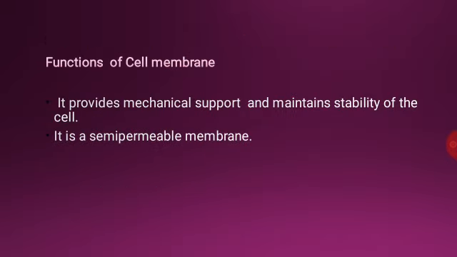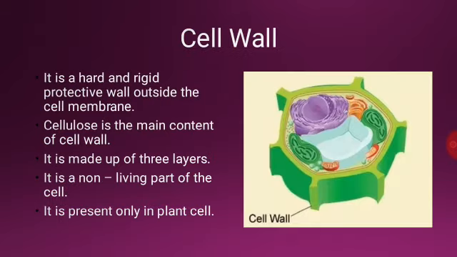Functions of cell membrane: it provides mechanical support and maintains stability of the cell. It is a semi-permeable membrane as it allows only selective substance to enter. In case of plants, an additional hard and rigid layer is present that lies outside the cell membrane. It is called cell wall.